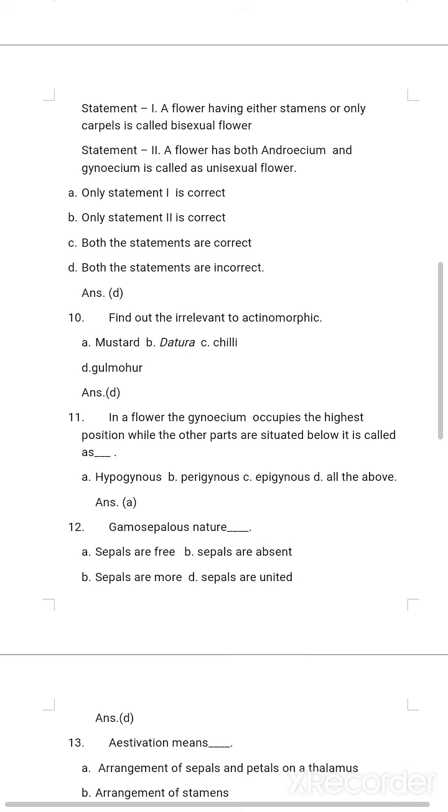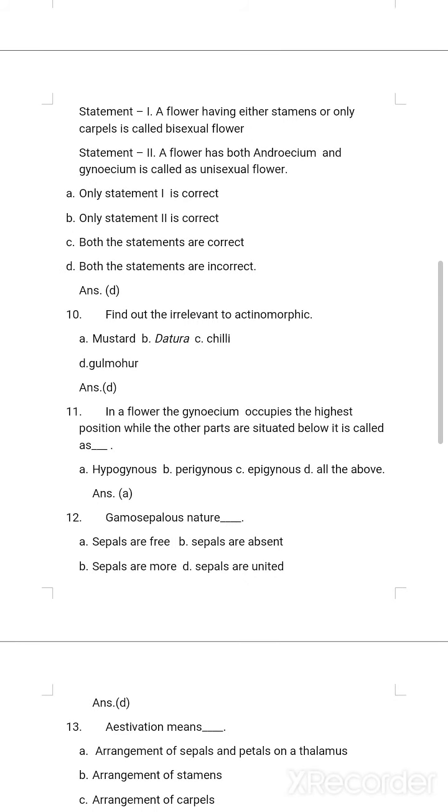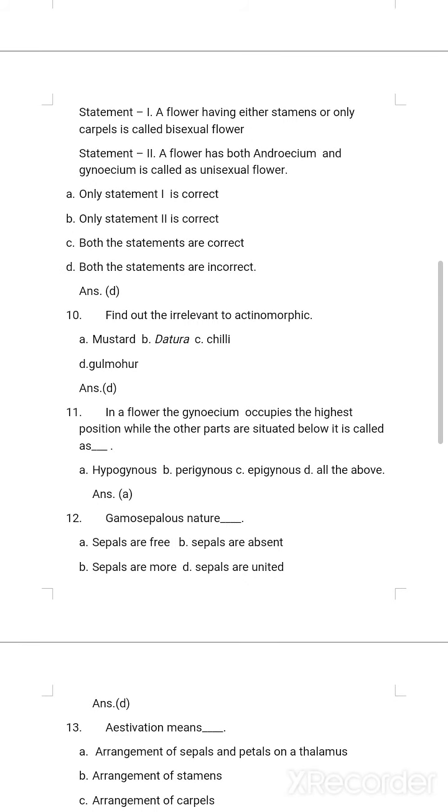Now let us see the options. Option A, only statement 1 is correct. B, only statement 2 is correct. C, both the statements are correct. D, both the statements are incorrect. So the correct answer is option D, both the statements are incorrect.